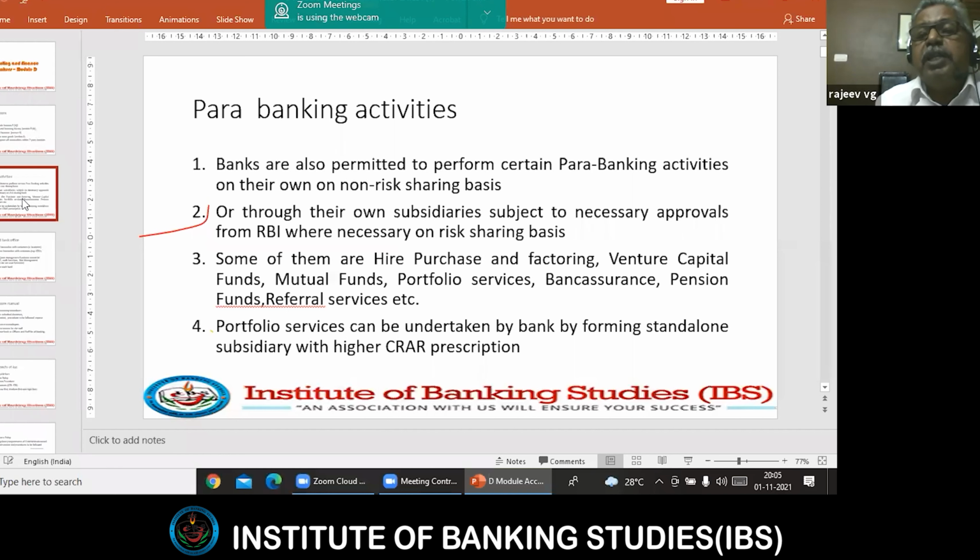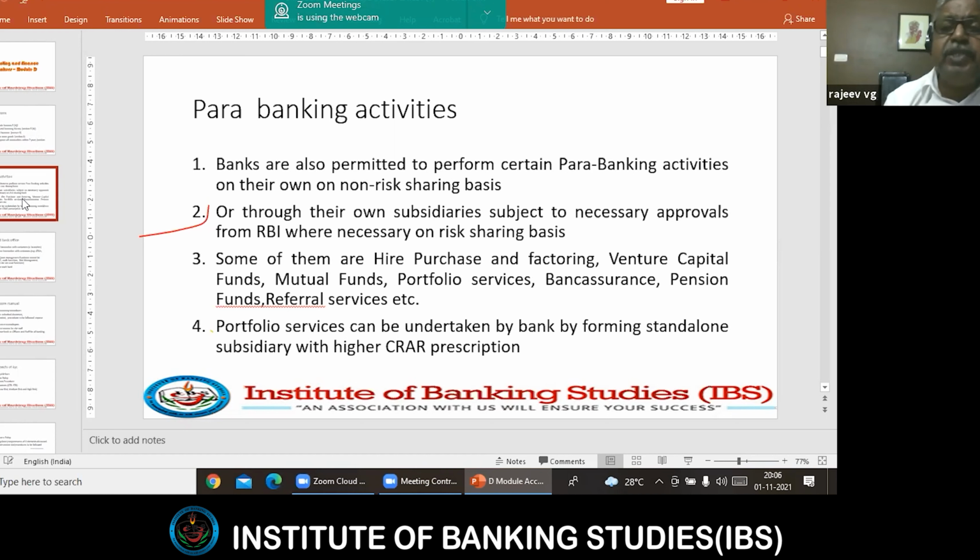Banks are also permitted to perform certain para-banking activities on their own on a non-risk sharing basis. What do you mean by para-banking activity? You all may be aware of the paramedical courses. It is not the MBBS course, but some other courses, like laboratory technician. Whatever is standing nearer to the medical profession is called paramedical. Similarly, whatever activities are almost similar to banking activity are called para-banking activities. You know about the thyroid gland and parathyroid gland also, because parathyroid is very near to the thyroid gland. So banks are permitted to perform certain para-banking activities on their own on a non-risk sharing basis.